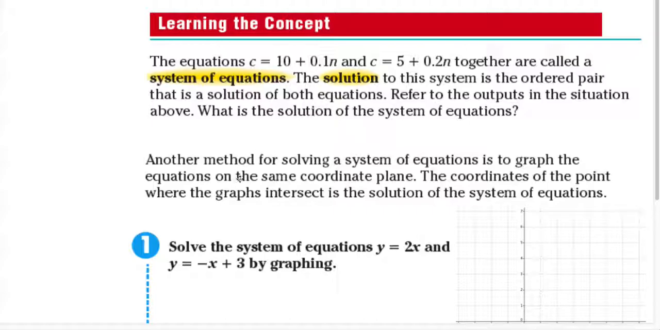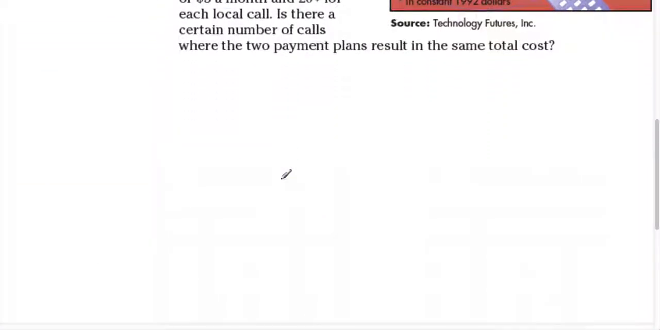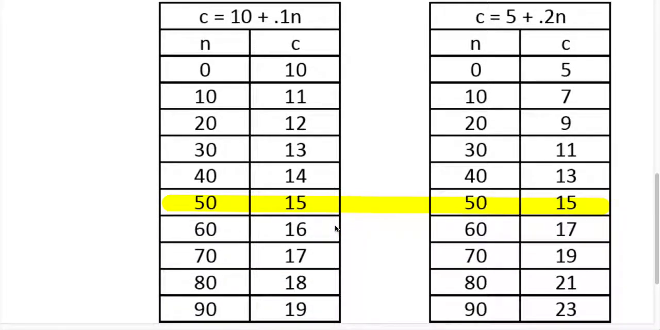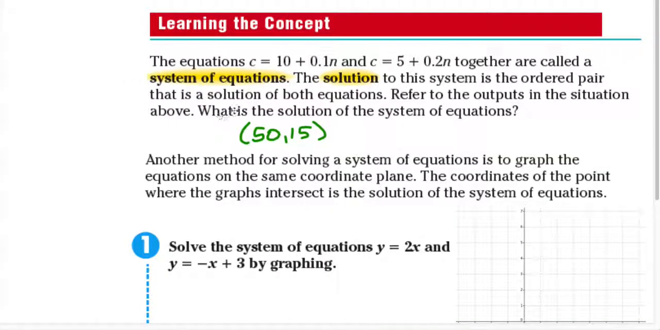So another method of solving a system of equations, well, let's write this down, right there, because that's where they are equal. Let's go back here and let me show you that again, in case you have a bad memory. Right there, 50 and 15, where the two costs will remain the same. And let's go back here.